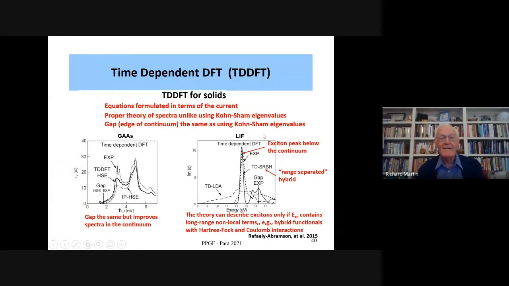But if you go to a system like lithium fluoride, that's where the optical properties are just dominated by a huge exciton that's below the band gap. With functionals like LDA, you don't get this at all. This is the LDA with the band gap that's way too small and nothing about an exciton. But with these improved functionals and time-dependent density functional theory, it's actually rather well described. And we have enormous advances in how we can deal with optical properties of solids nowadays.